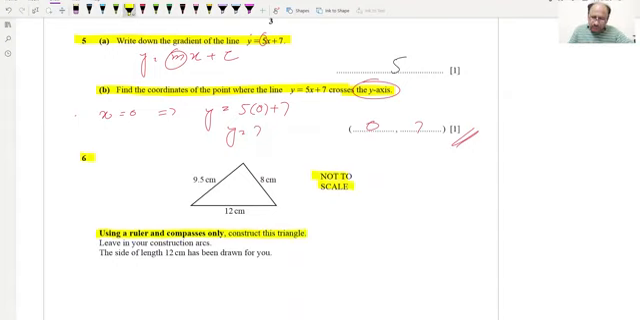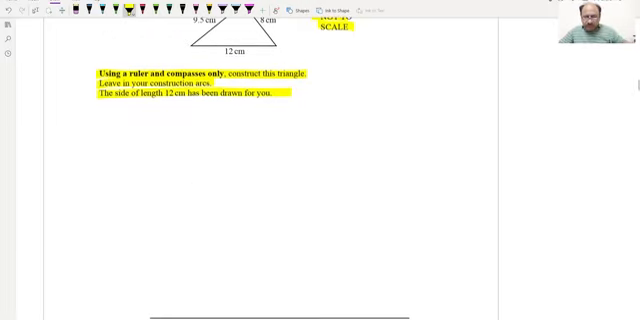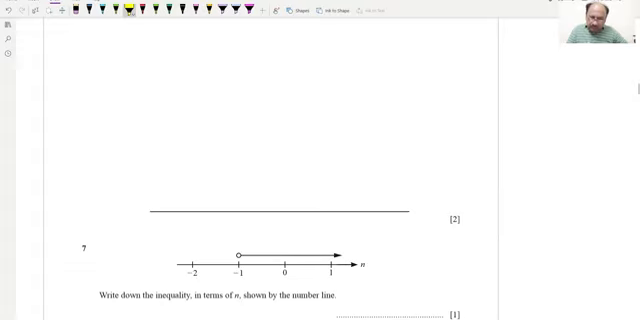Now question number 6, the diagram is not to scale. Use a ruler and compasses only to construct this drawing and leave in your construction arcs. The side of length 12 centimeters has been drawn for you. So we will be drawing one side as 12, which is already drawn over here, and this is 12 centimeters, so we can just mention here 12 centimeters. Now we'll be drawing 8 centimeters. On this side we can take 8 centimeters.